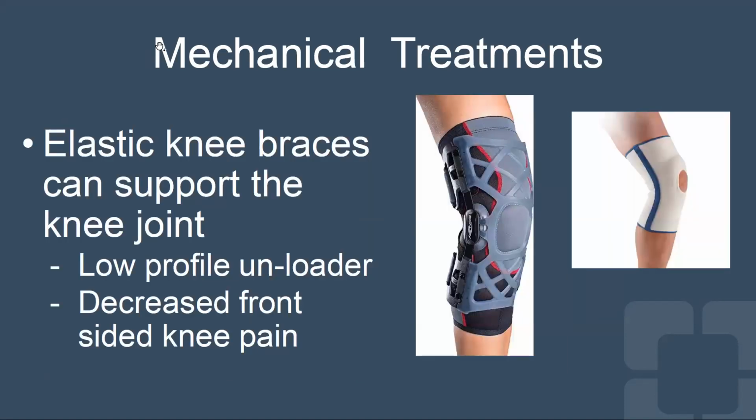This one is what I see more often. I know upstairs Dr. Lear has these in stock, but I'm pretty sure you can buy it off the shelf. You can't see that picture on the right very well, but that's just a compression sleeve. But these elastic knee braces can support the knee joint. It's more of a low profile unloader, and it decreases front-sided knee pain, what we call anterior knee pain. So I will say that I see more patients with these.